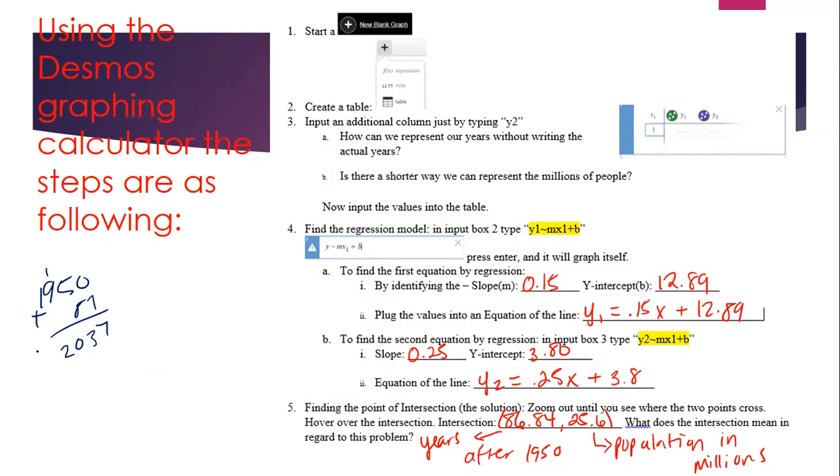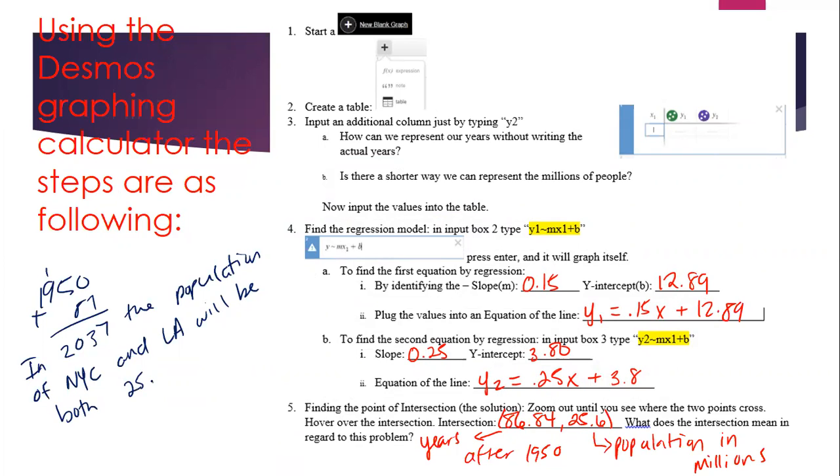So in 2037, the population of, is it New York and LA? Of NYC and LA will be both 25.6 million.